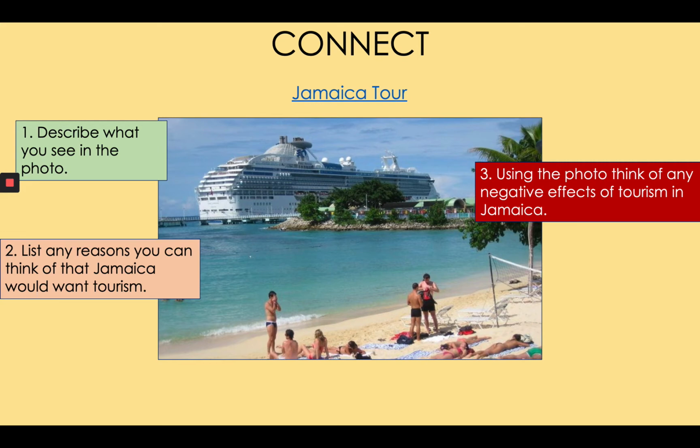Using the photo alone, think of any negative effects of tourism in Jamaica, number 3. Well, some ideas you could have put. First one, massive cruise ship brings air pollution. Also, cruise ships often release oil and waste into the sea, which might cause water pollution, which might spread diseases. It also might damage the biodiversity, which means the plants and animals in the sea. You may have also said that the people are staying in a resort and they're not really mingling with the rest of the community, so maybe they're not spending money in the community. You may have also said that the people on the ground might be littering.